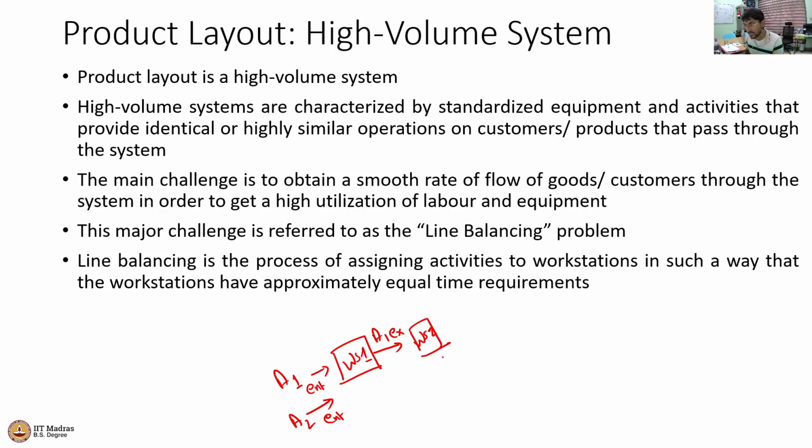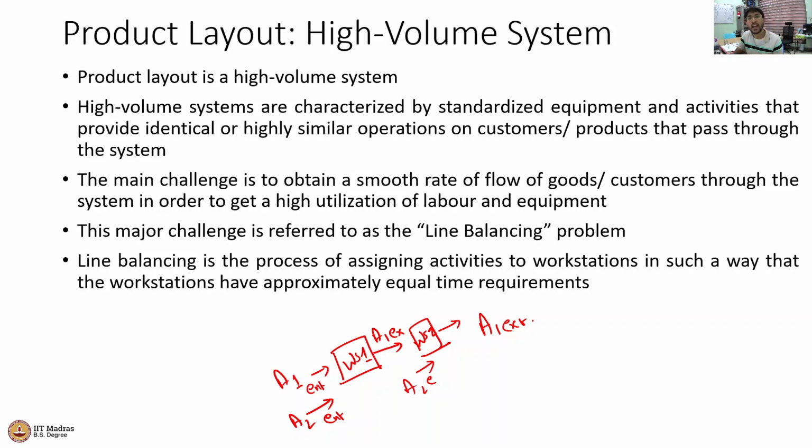So item A1 has exited and is ready to enter workstation 2, and workstation 2 is ready to accept it. And when item A1 is exiting workstation 2, item A2 is ready to enter workstation 1. So there is a smooth rate of flow between the items that are flowing through the high volume system. And this is the problem that we are looking at in the line balancing problem: how to ensure that activities are grouped in the workstations such that the time in each workstation is almost the same.